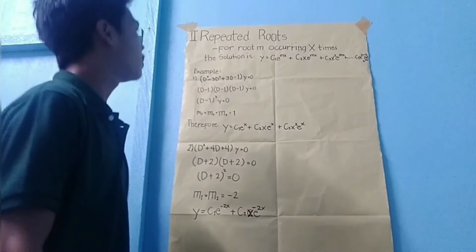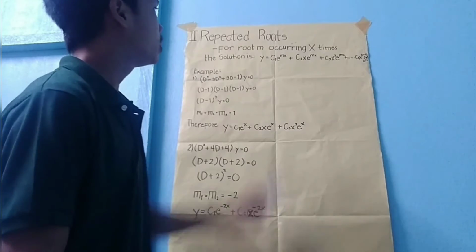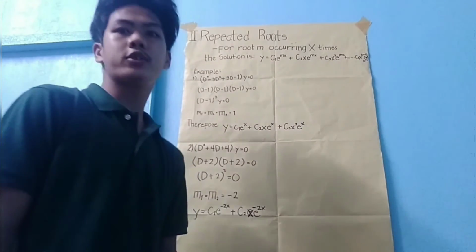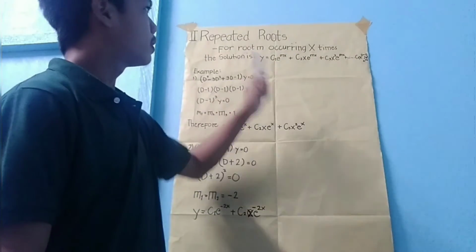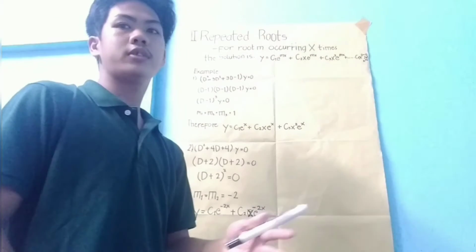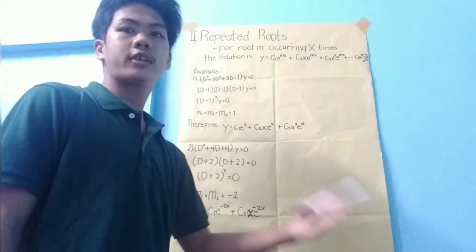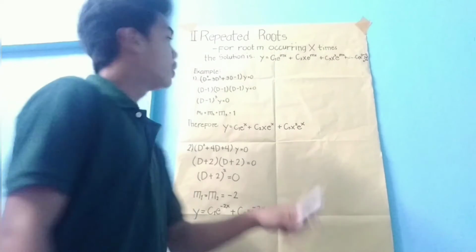So, kung papansin natin sa ating general solution, kung ilang beses umulit yung roots, maglalagay lang tayo ng x. Sa una, hindi tayo maglalagay ng x, tapos then sa pangalawa, maglalagay lang tayo ng x. Kapag 3 beses umulit, maglalagay tayo ng x squared. Kapag 4, maglalagay tayo ng x cubed.